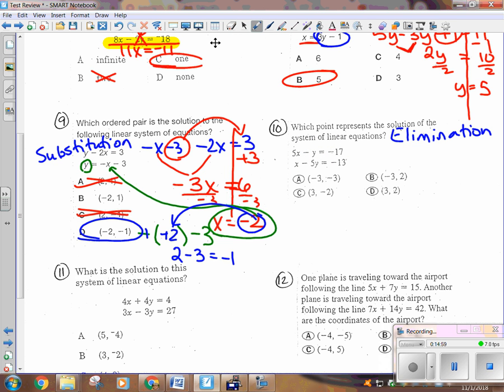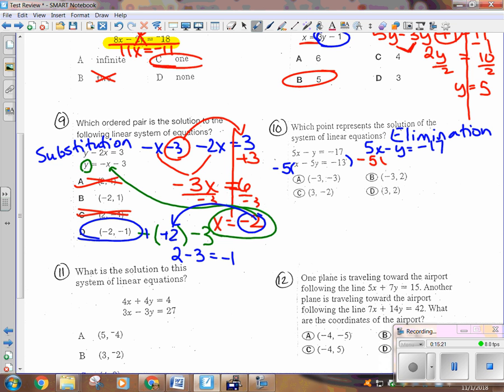I need to have a positive 5 paired up with a negative 5. So if I do that, I'm going to multiply everything on the bottom by negative 5. I'm not going to do anything to the top equation. So 5x minus y equals negative 17. On the bottom, everything gets multiplied by negative 5.